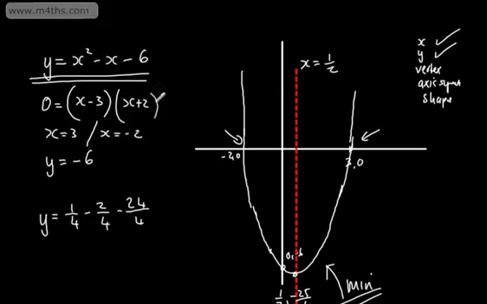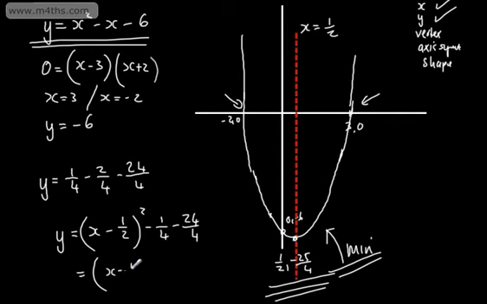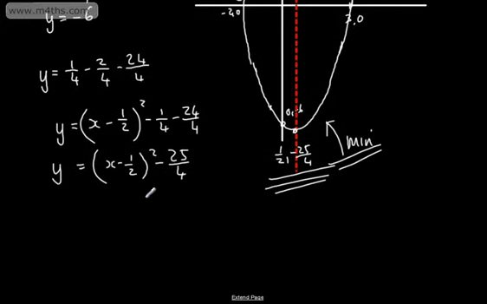If I completed the square, then all I would have is y is equal to x minus 1/2, all squared, minus 1/4, and then we'd have minus 6, which is 24/4. So this is going to give me x minus 1/2, all squared, minus 25/4. If we go back to our graph transformations, this is a graph transformation to take us to the minimum point.